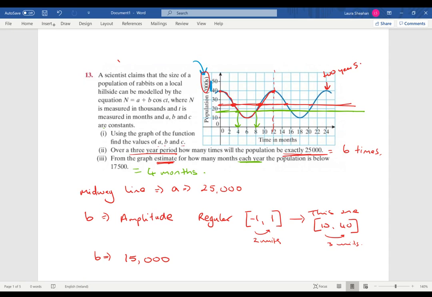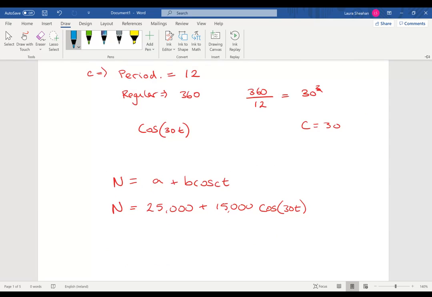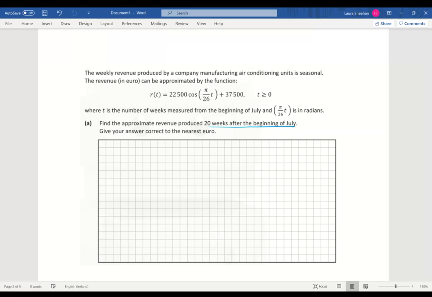I think the most important bit there was part I, so make sure you go over that and that you can do it. Going down into the exam questions, the weekly revenue produced by a company manufacturing air conditioning units is seasonal. The revenue can be approximated by this function, and you'll see these quite a lot, where T is the number of weeks measured from the beginning of July, in radians. Find the approximate revenue produced 20 weeks after the beginning of July. So this is simply just saying T is equal to 20.